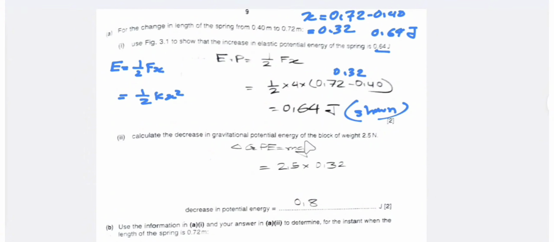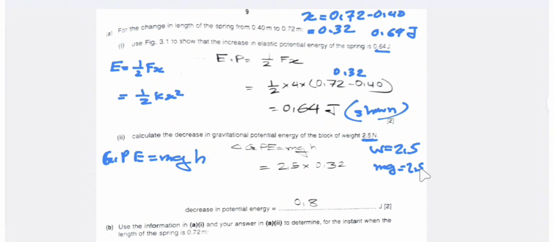Calculate the decrease in gravitational potential energy of the block of weight 2.5 Newton. So now we can consider the weight of the force as 2.5 Newton. The gravitational potential energy, that is GPE, is equal to mass into gravitational field strength into height. We are given the value of weight, 2.5 Newton, and we know that weight is equal to mass into gravitational field strength. So mass into gravitational field strength is equal to 2.5 Newton.